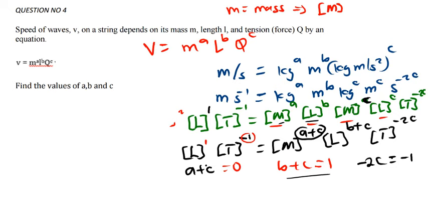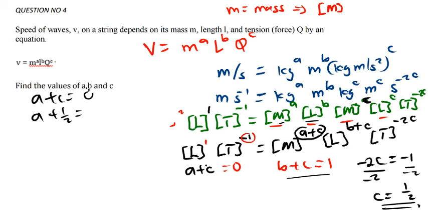So the value of c, we have found that if I divide both sides by negative 2, c will be equal to half. So the c value is half. Now I'll go to a. Let me start with a plus c. A plus c is equal to 0. What is our c value? Our c is half.